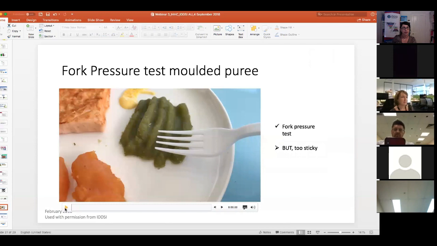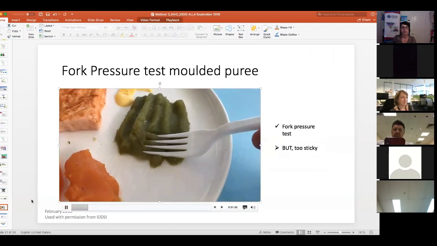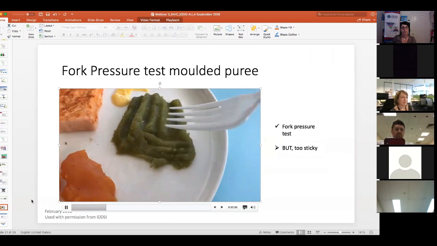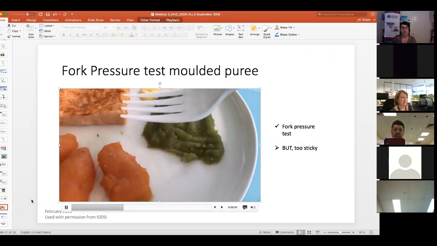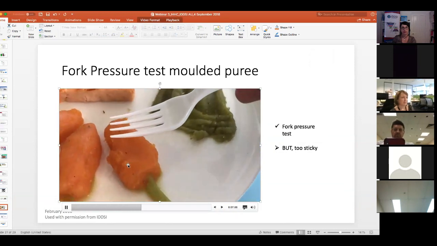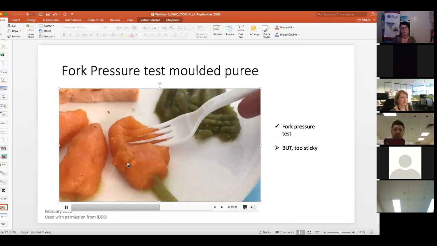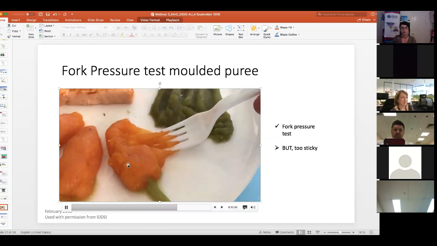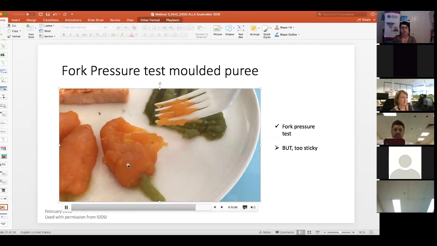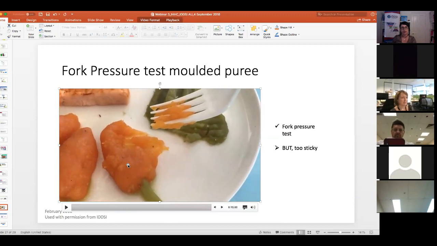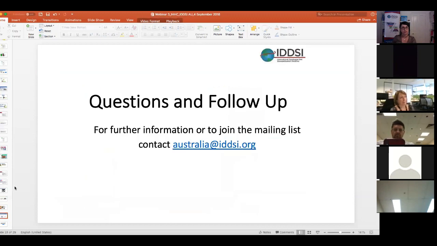This is a video example showing the fork pressure test. It's probably a little too sticky, however, this particular one, looking at the carrot here. So from a fork pressure point of view, it's okay, but probably a little too sticky.